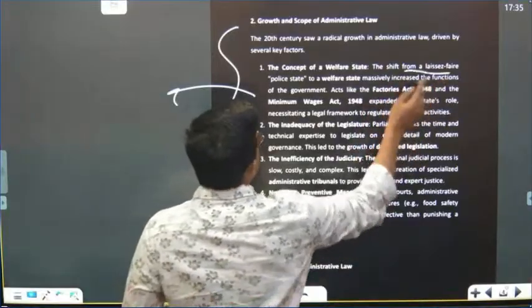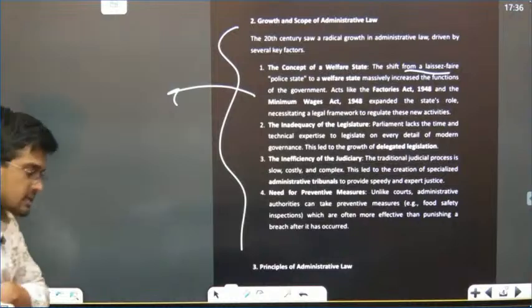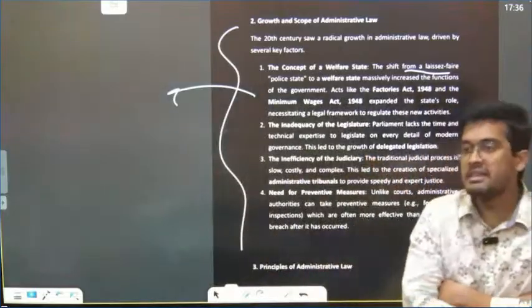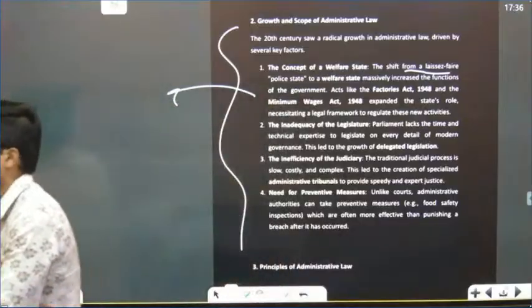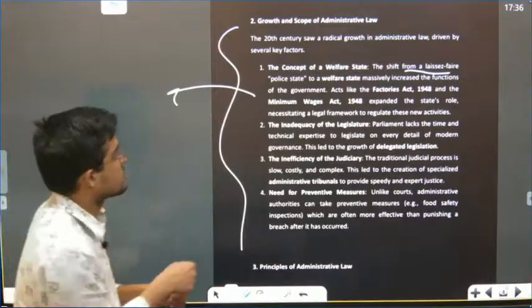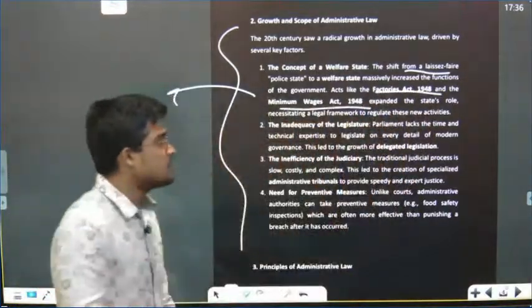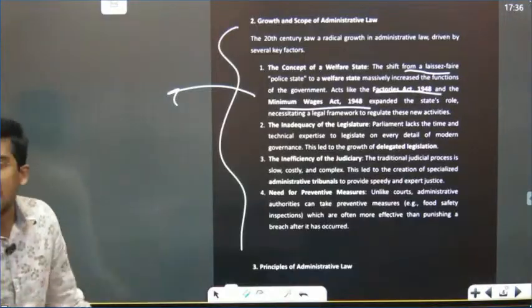the shift from laissez-faire police state to welfare state massively increased the functions of the government. Don't you think? State now will provide employment, basic education, healthcare. What other functions? Military functions are of course there. There are certain regulatory functions, law and order functions. So certain things such as the Factories Act, Minimum Wages Act. That means the state is growing. You need a larger role of the state.